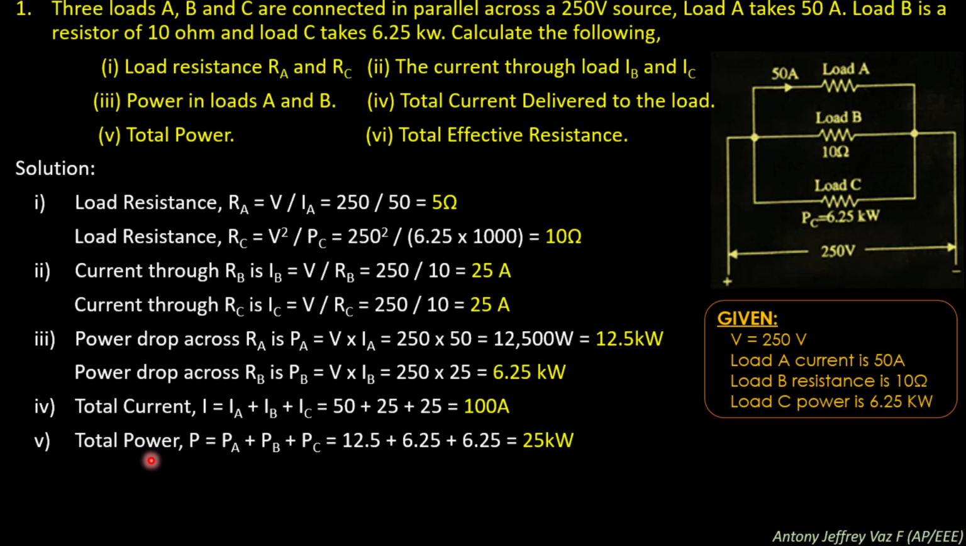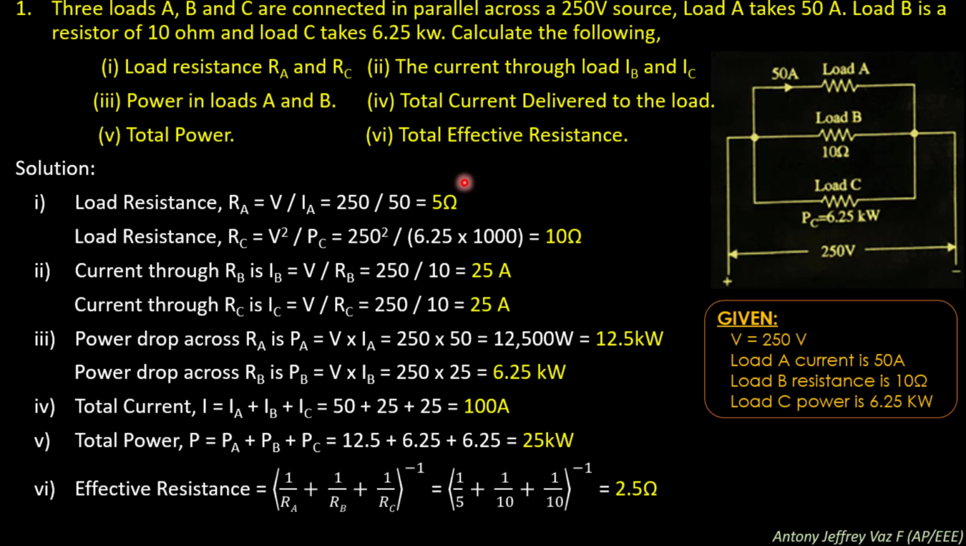Next, the total power is P is equal to PA plus PB plus PC. Here the PA is 12.5 and PB is 6.25 and PC is also 6.25. So all these are calculated and PC is given, so you can substitute all the values and you can get the total power delivered by the source is 25 kilowatt.